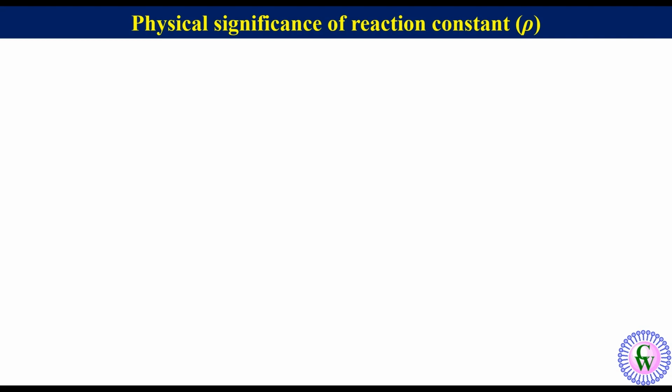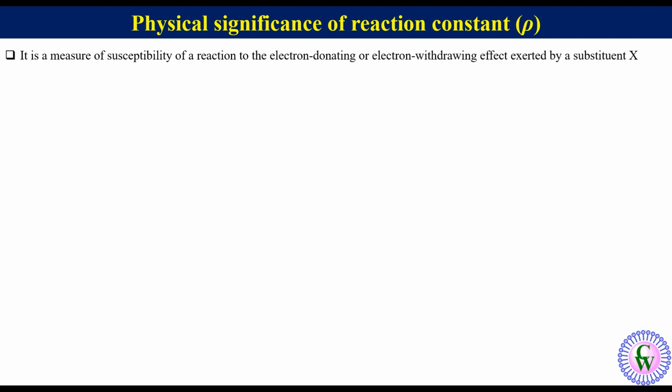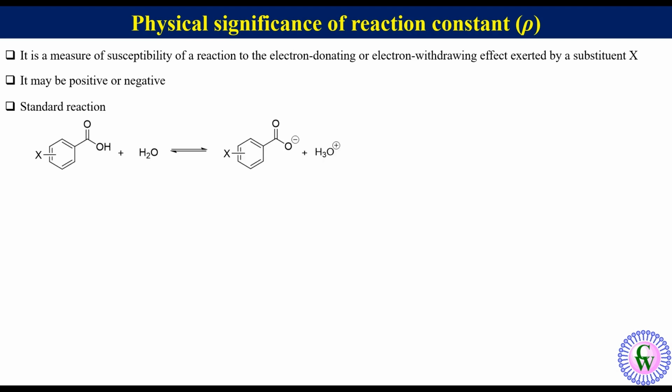Physical significance of reaction constant rho. It is a measure of susceptibility of a reaction to the electron donating or electron withdrawing effect exerted by a substituent X. It may be positive or negative. Aqueous dissociation of meta and para-substituted benzoic acid is the standard reaction, for which by definition rho is equal to plus 1.